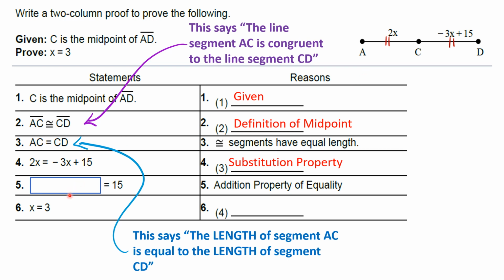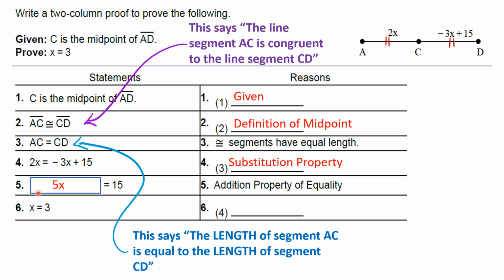All right, now you see we have a blank on the left. This is our first blank on the left. So they're wanting you to fill in the blank here. It says 2x equals negative 3x plus 15. And then the next line, it's got 15 by itself. So we need to move that negative 3x over. So we're going to add 3x to both sides. That's going to give us 5x equals 15. And they've already got the reason filled in for you. They said that's the addition property of equality. And then the next line says x equals 3.